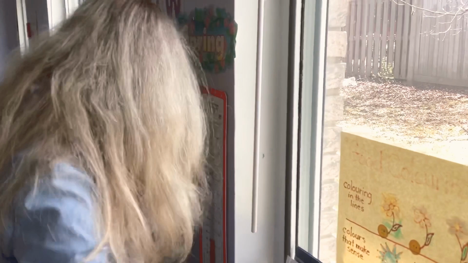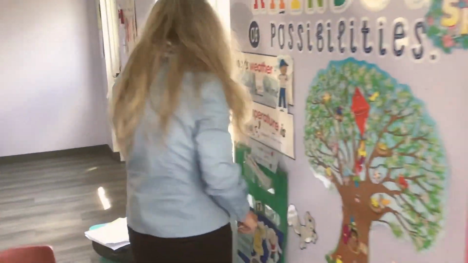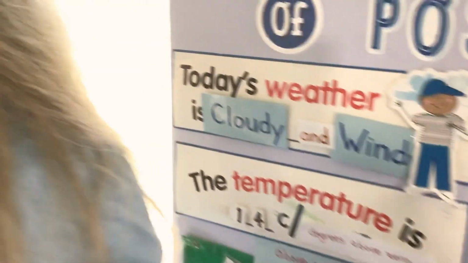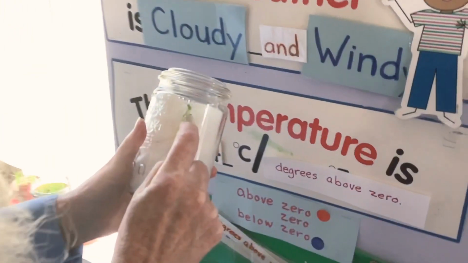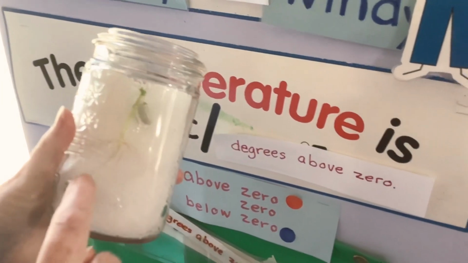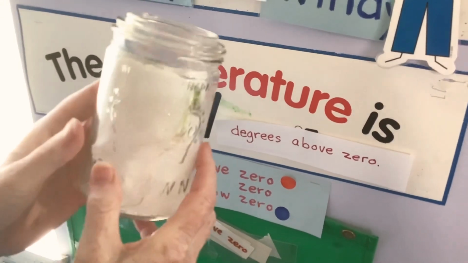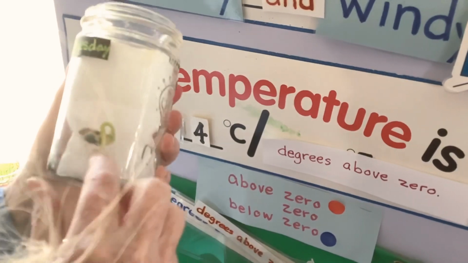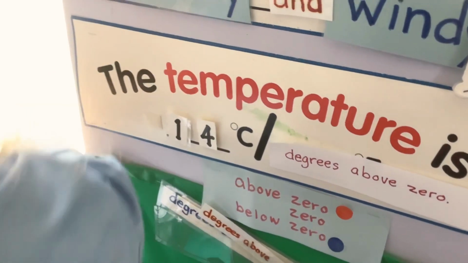Now let's have a look at the bean. What does the bean do overnight? Oh my goodness. Look at this. Look how long that root is. Whoosh. It went really long. This one's growing too. So, let's go over here.